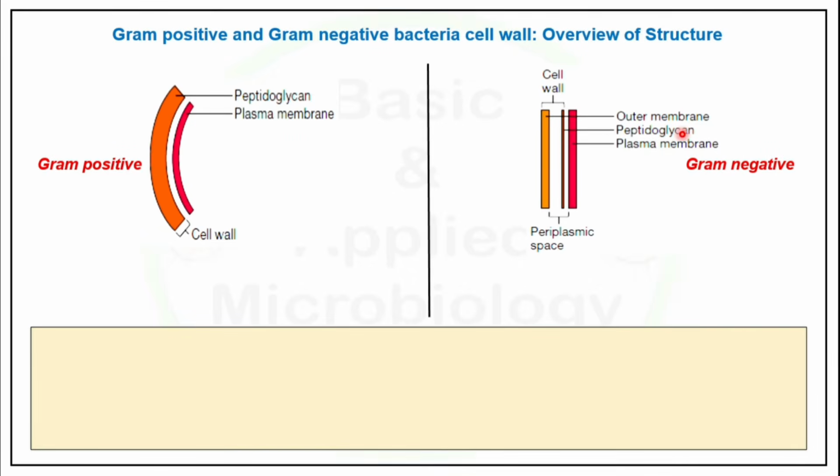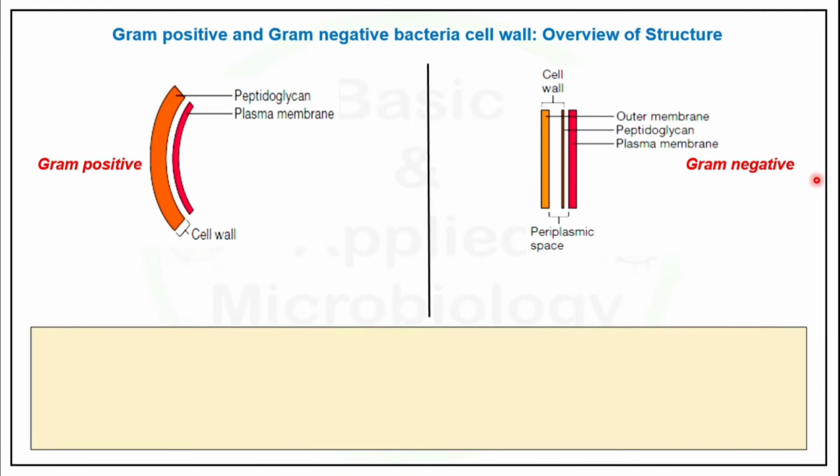You can also see the labeling, and the outermost layer, present outside this peptidoglycan layer, is one additional layer, the outer membrane, which was not present in the case of gram positive bacteria, right? So this is the overview of just the structure of gram positive and gram negative bacterial cell wall.